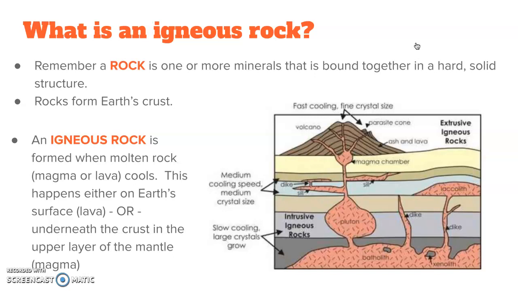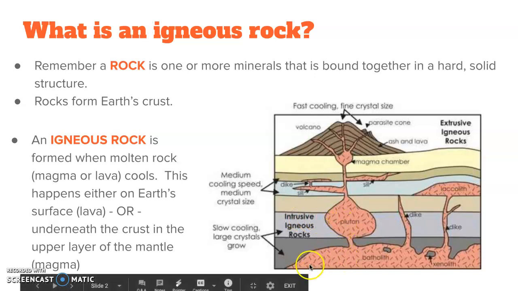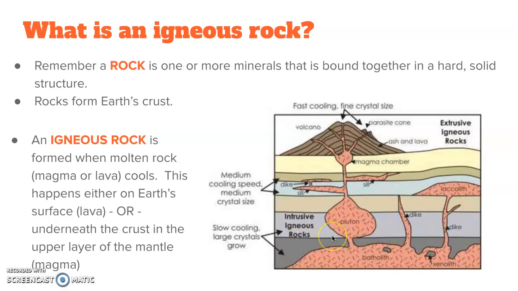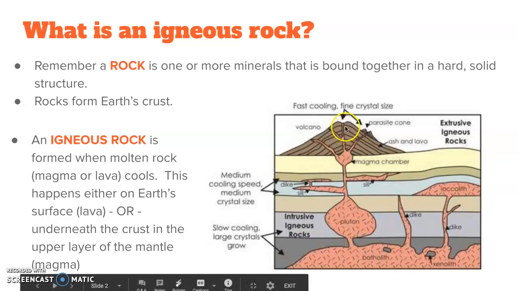So just to remind you, an igneous rock is formed when molten rock, which is magma or lava, cools. And this either happens on the surface of the earth, like you see up here with the volcano. This would be when lava comes out of the mouth of a volcano, comes down the side and cools, and that forms igneous rock. Or it can happen underneath the surface in the upper layers of the mantle, where the mantle gets to a point where it cools enough to harden into rock underneath the surface of the earth. So it would be either magma cooling or lava cooling that is going to form igneous rock.